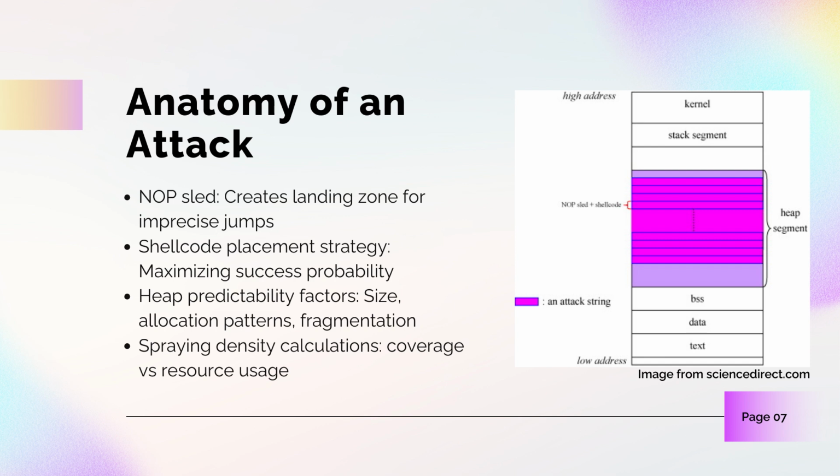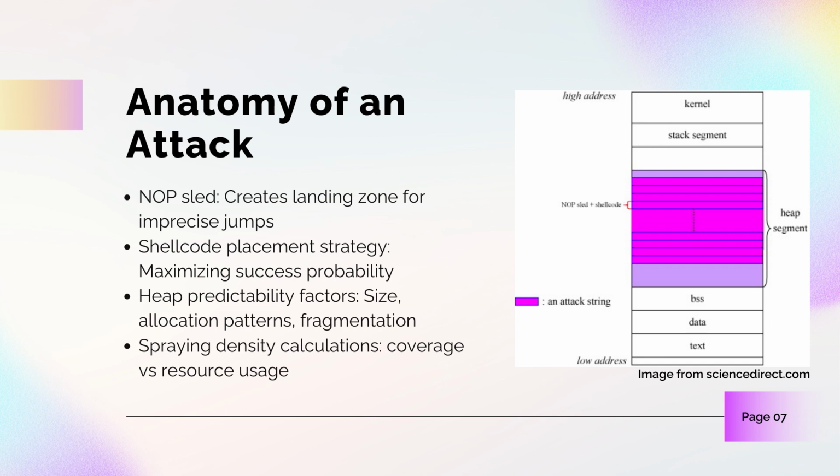Heap predictability is influenced by several factors that shape the attacker's strategy. The size of allocated objects determines how much memory can be filled per spray operation. Allocation patterns, such as browser object creation or scripting behavior, affect memory layout. Meanwhile, heap fragmentation introduces gaps that can disrupt NOP sled continuity and reduce the reliability of shellcode placement.